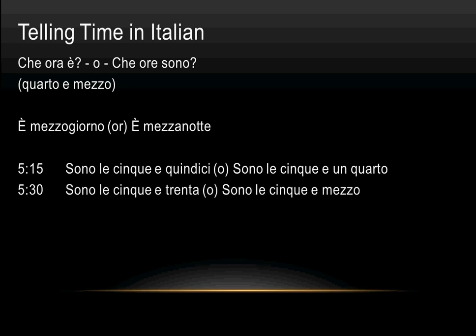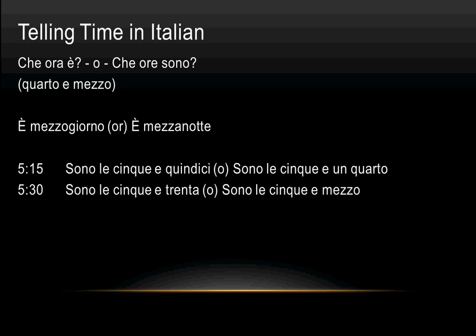Now going back to our word mezzo up above for half. The same is true if it's 5:30, or sono le 5 e 30. You can also say sono le 5 e mezzo. And no, you do not use an article here. Not real sure why, but that's Italian, and we're going to go with it. So we have sono le 5 e 15 or sono le 5 e un quarto for it's 5:15. Sono le 5 e 30 or we can say sono le 5 e mezzo. It's 5:30.